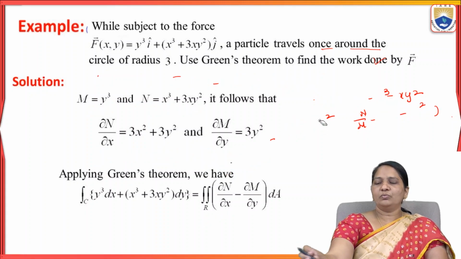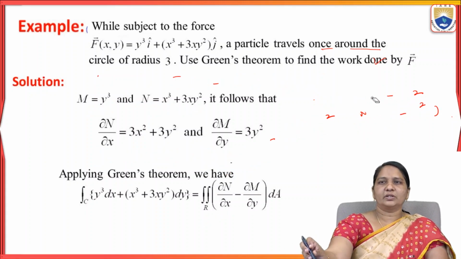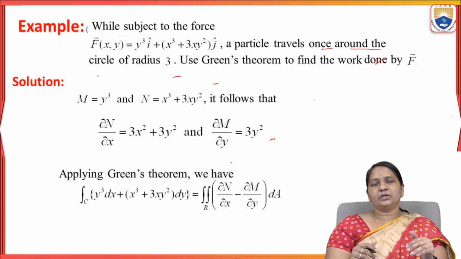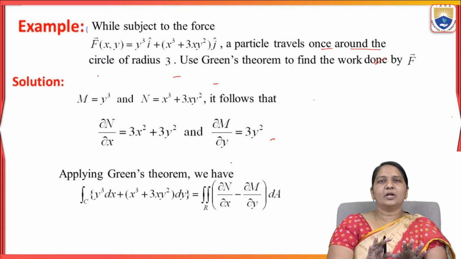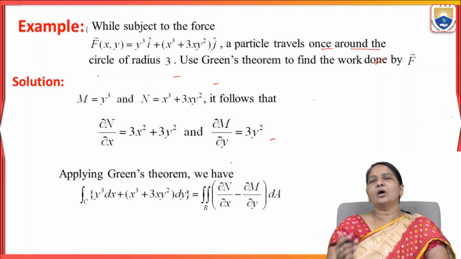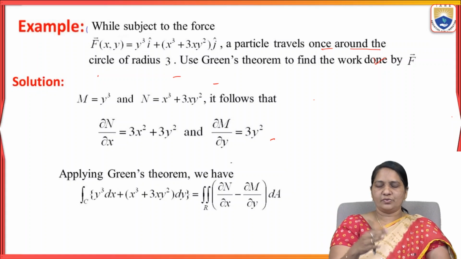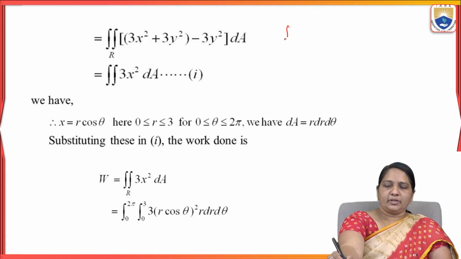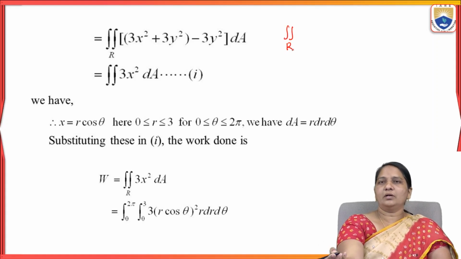So up to now we gathered the data from the given problem, and the values we need to evaluate the integral by using Green's theorem are all calculated. Now we are going to replace these values in the integral. You can see here, the double integral over R.